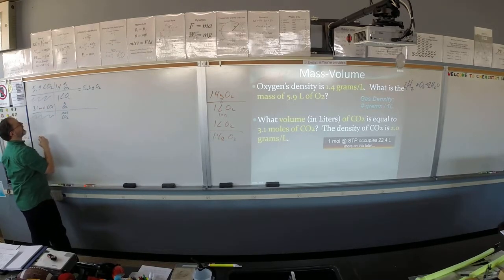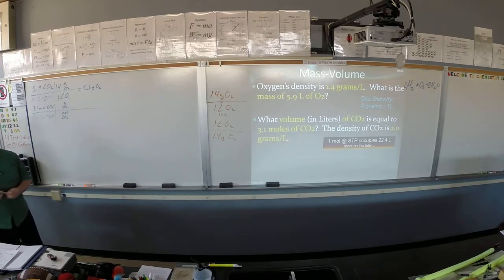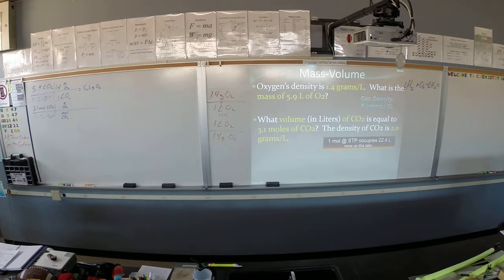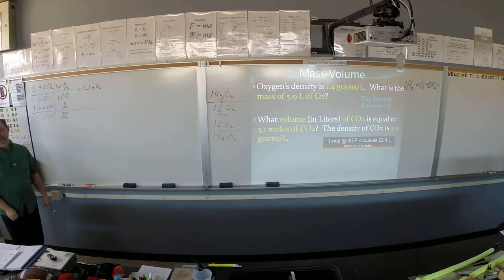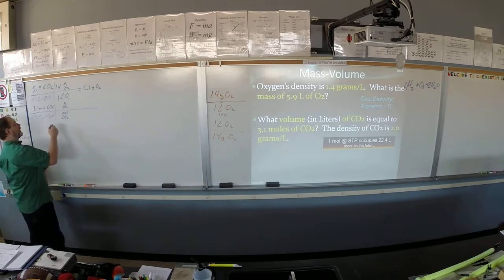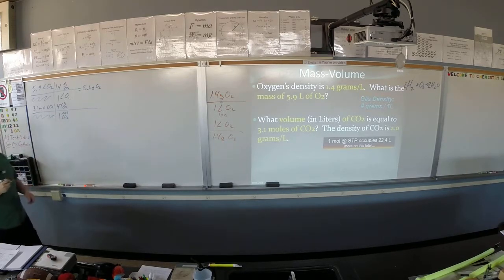So grams CO2. And I got a gram to mole conversion. Where does a gram to mole conversion come from? Periodic table. Right, periodic table. So, 44? 12 plus 16 plus 16 is 44? If you say so, 44 grams of CO2 is 1 mole of CO2.